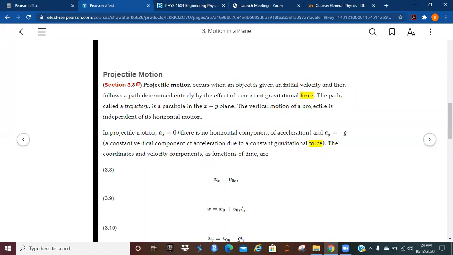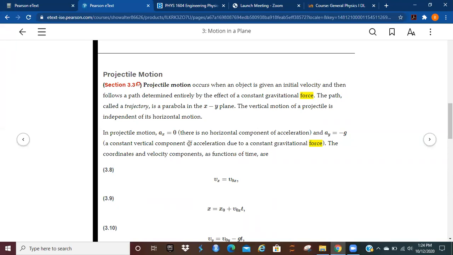Okay, this lecture is going to be over section 3.3, and it's going to be over projectile motion. Projectile motion occurs when an object is given an initial velocity and then follows a path determined entirely by the effect of constant gravitational force. The path is called a trajectory, and it's a parabola in the xy plane. The vertical motion of a projectile is independent of its horizontal motion.